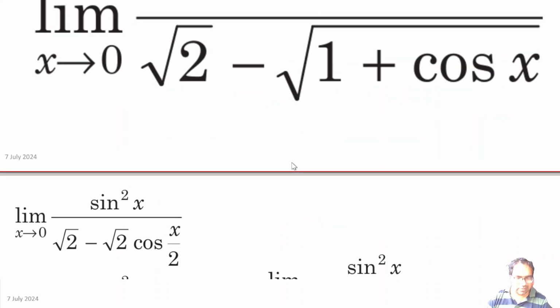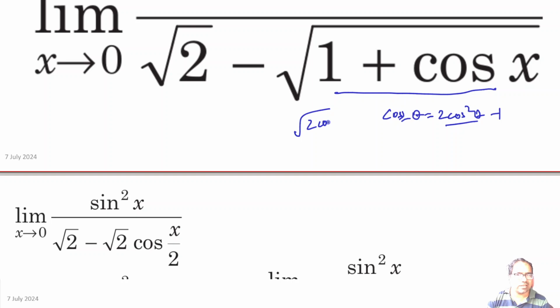Cos 2 theta. We know what cos 2 theta is. It is 2 cos square theta minus 1. What is 1 plus cos 2 theta? It is 2 cos square theta. So this is in the form of 1 plus cos 2 theta. We'll write it as 2 cos square theta, right, 2 cos square x by 2, under root of 2 cos square x by 2.